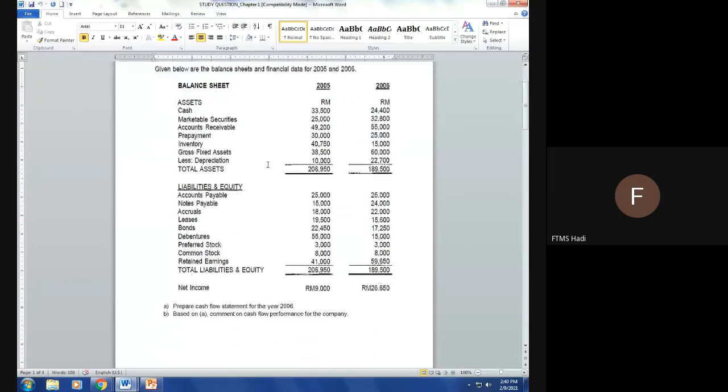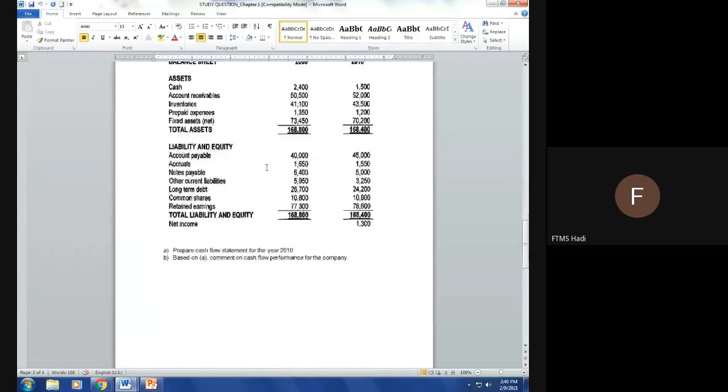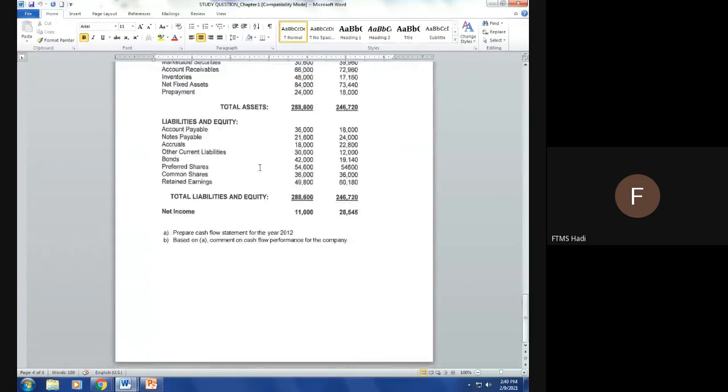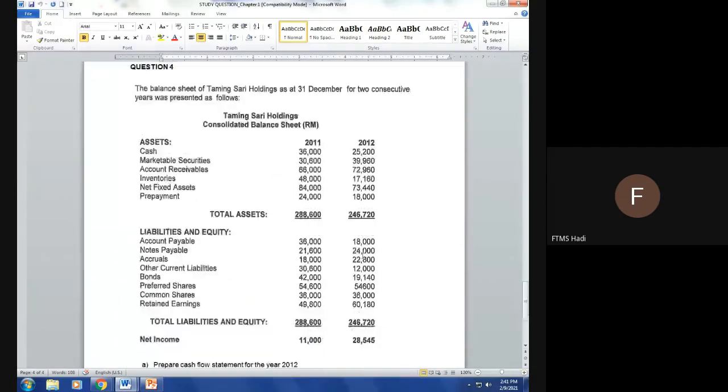Okay, let me see which one I think is quite difficult. I think I should go with this one, question 4. Let's have a look at question 4. The balance sheet of Taming Sari Holdings as at 31st December for 2 consecutive years was presented as follows. So they give you 2011 and 2012. Definitely 2012 is the current year, 2011 is the last year. These are the assets, and then these are the liabilities, and then these are the net income. The net income that we will choose is only this one, 28545. This one, ignore.